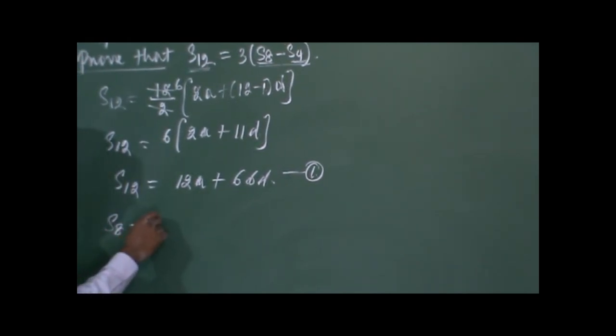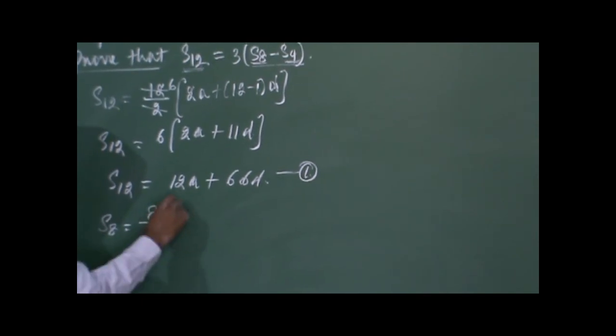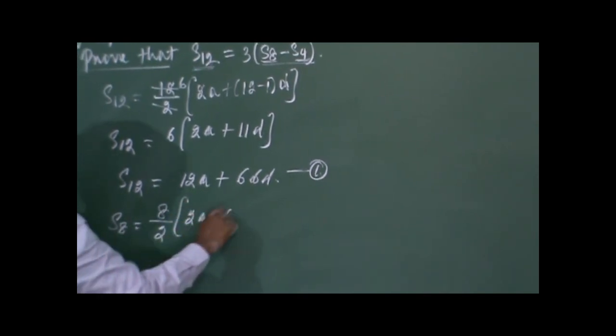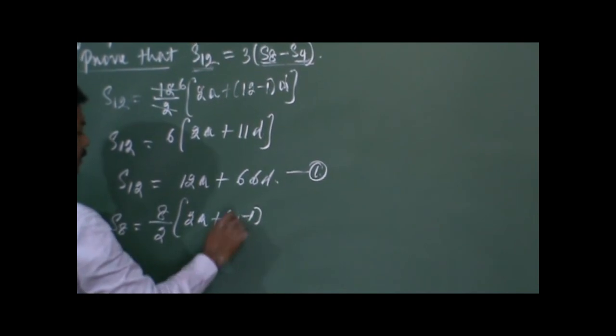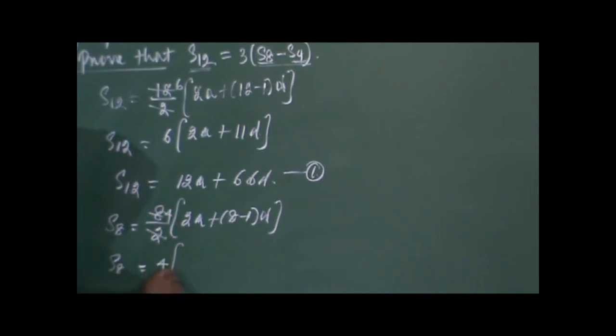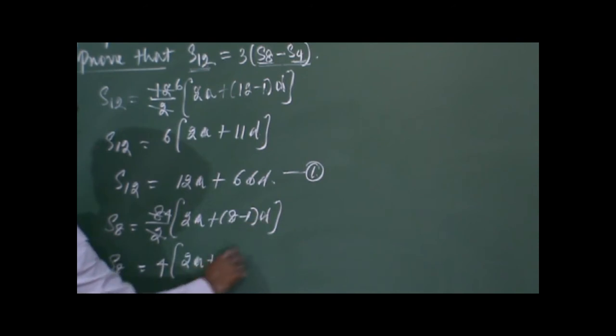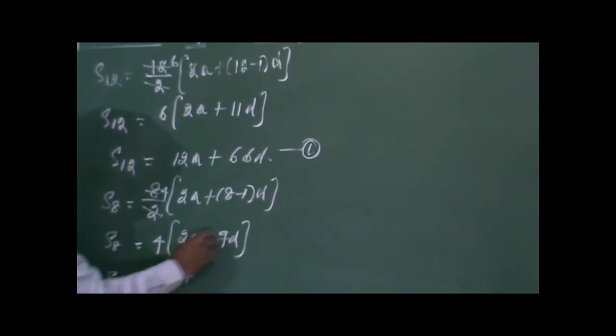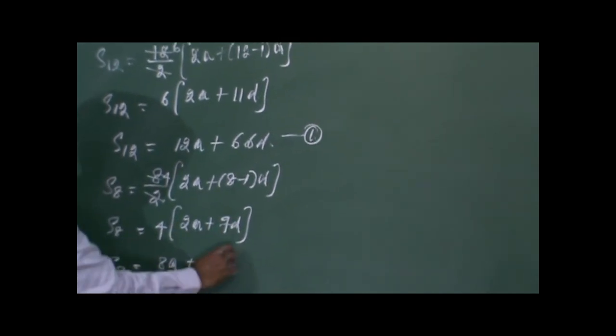S8 can be written as 8 by 2 into 2a plus n minus 1 into d, that is 8 minus 1 into d. So S8 is equal to 2 1s are 2, 4s are 4 into 2a plus 8 minus 1 is 7, 7 into d is 7d. So S8 is equal to 4 into 2a is 8a plus 4 into 7d is 28d.